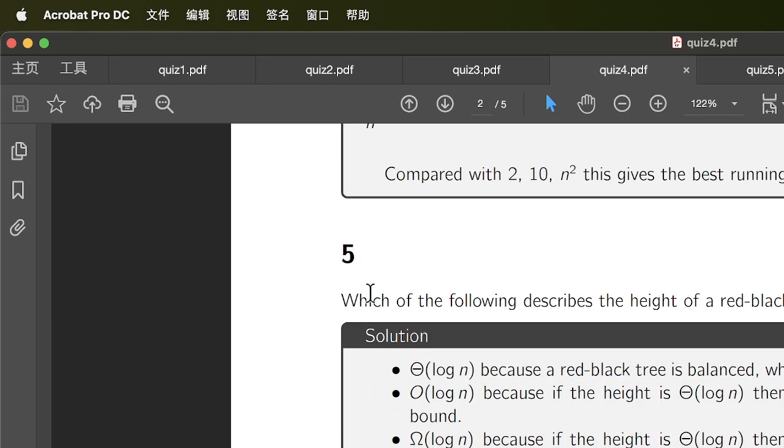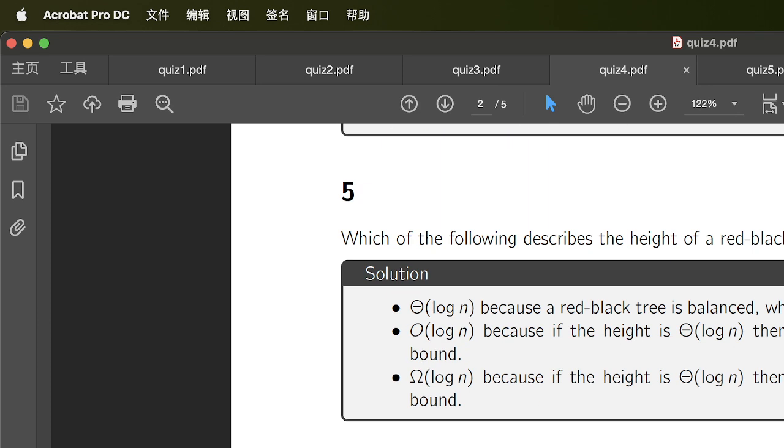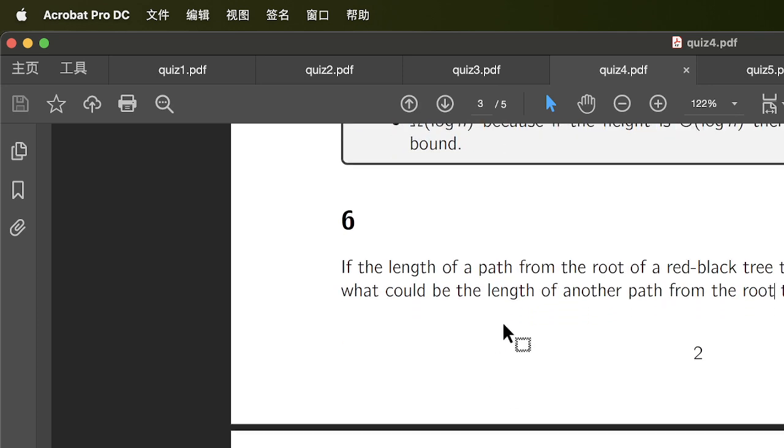Number 5, which of the following describes the height of a red-black tree on n nodes? So we know that a red-black tree is a self-balancing tree. So its height would be log n. Yeah, because that is by definition, right? So it can be O log n, omega log n, and theta log n because it's both an upper and lower bound.